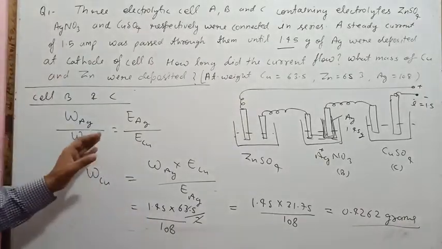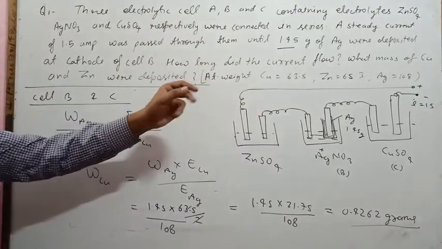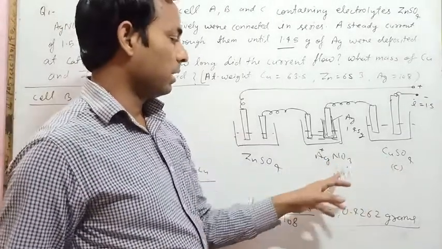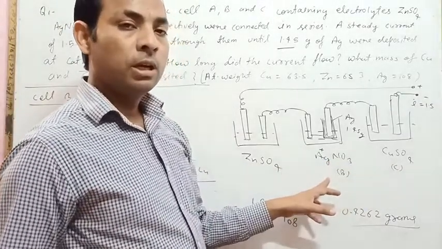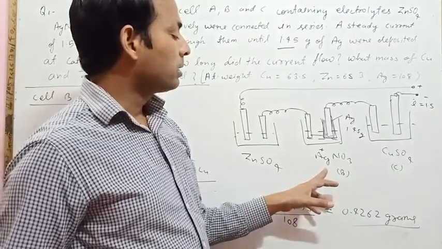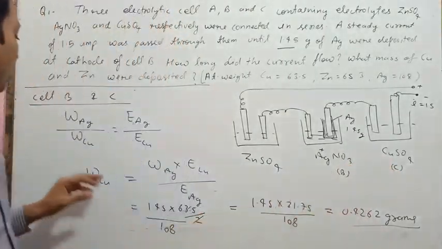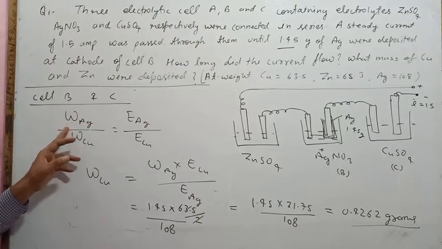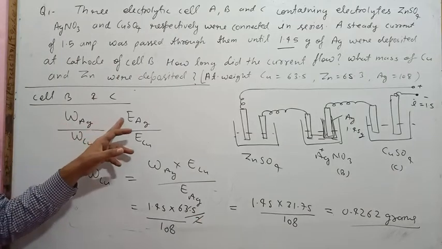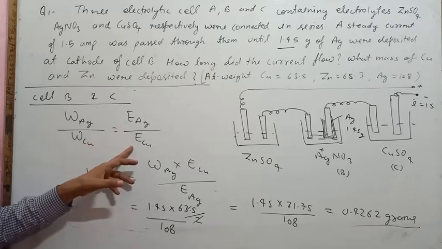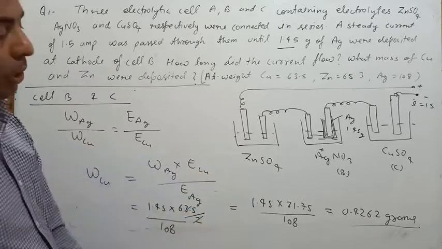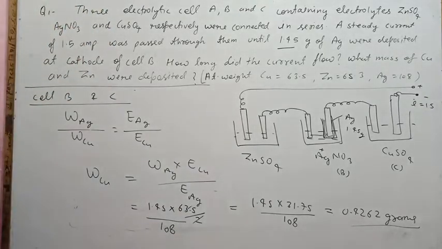Again, listen. The question asks how to calculate the mass of copper. Copper sulfate is the last solution and silver is the intermediate, so we compare silver nitrate and copper sulfate. After comparing, we get the formula: mass of silver upon mass of copper equals equivalent weight of silver upon equivalent weight of copper. After putting in the values, we easily get 0.4262 gram of copper. So that is the answer. Please take a screenshot.